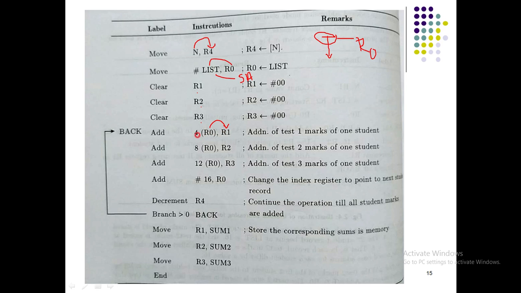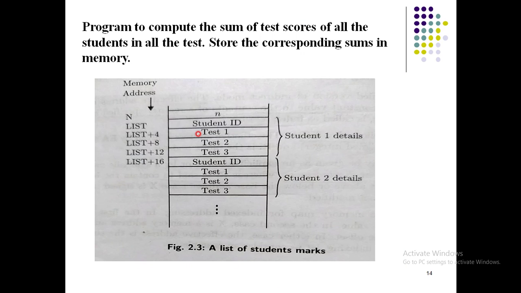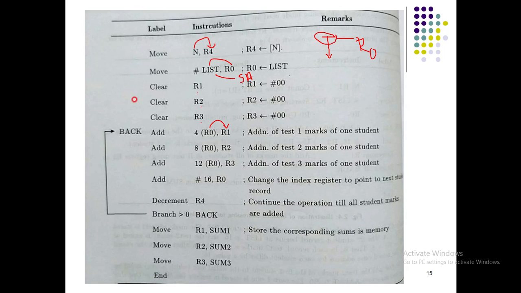Okay. Now why this 4, friends? Because if you observe the previous slide, list plus 4, that means each value is taking 4 bytes. You can see plus 4, plus 8, 12 and 16. So that's why we are doing 4(R0) here. I hope you understood this. We have just now discussed the meaning of this.